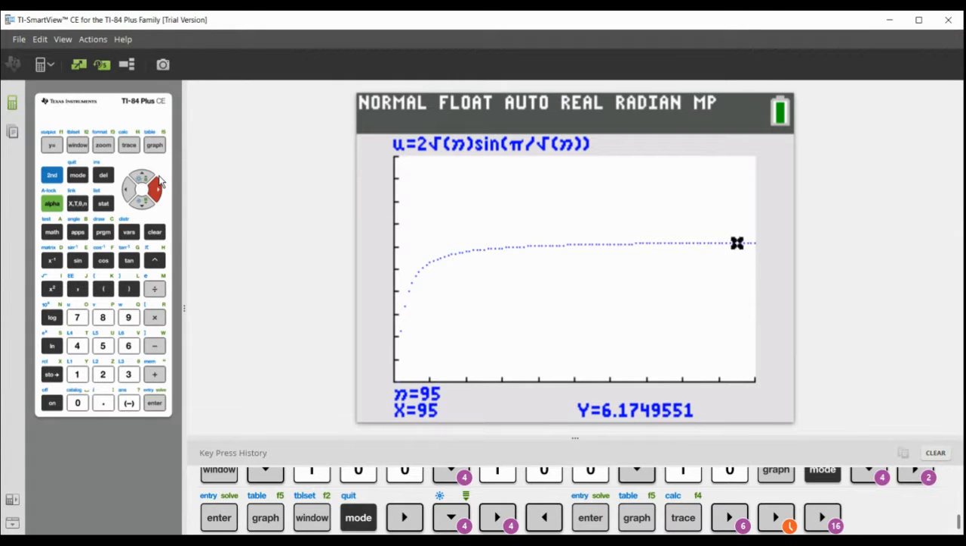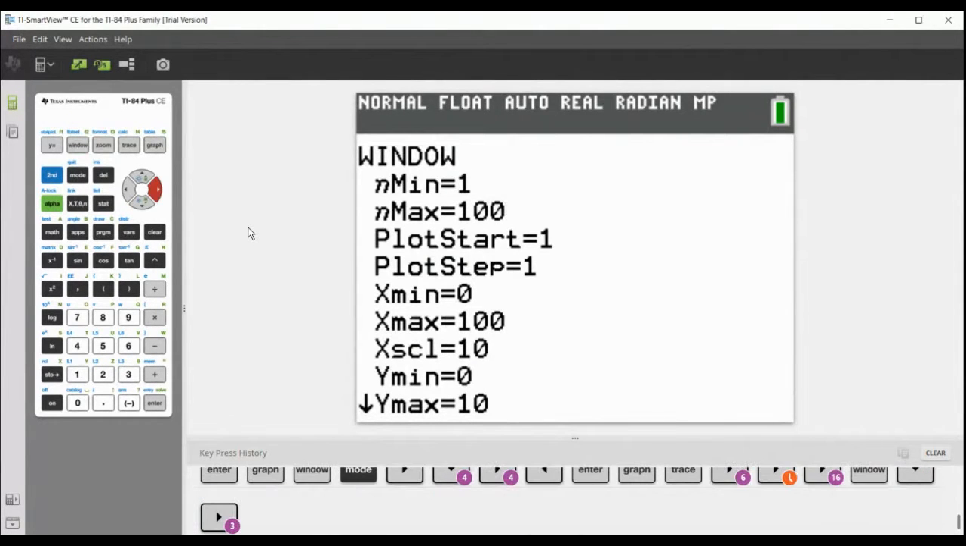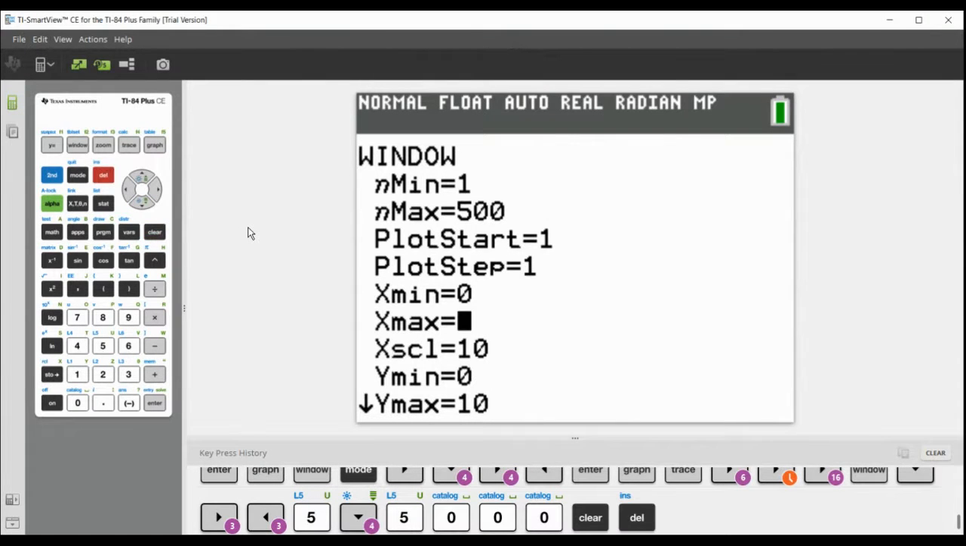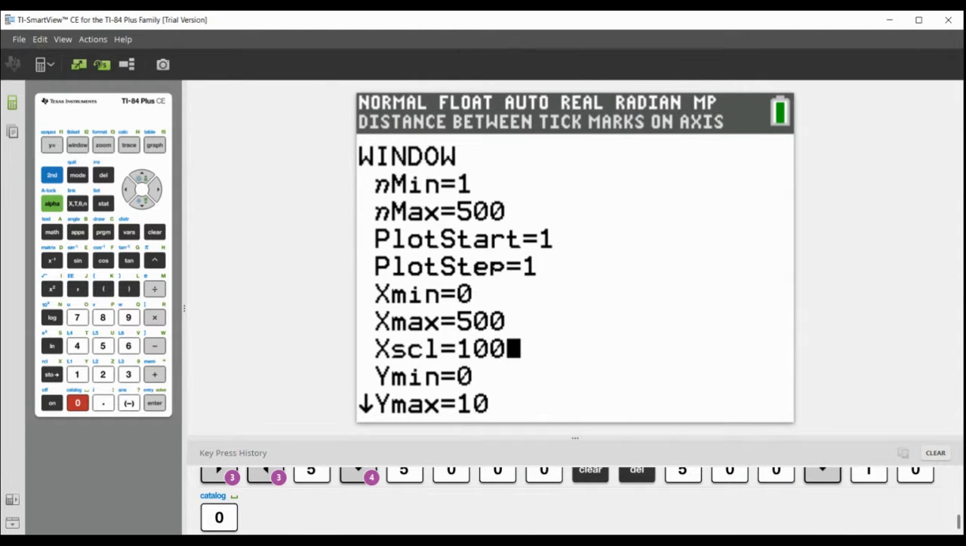All right, it's still not settling down. I'm gonna do one more try. Go back to window here, and this time I'm gonna plot 500 values of the sequence. X max is 500, and X scale will be 100.